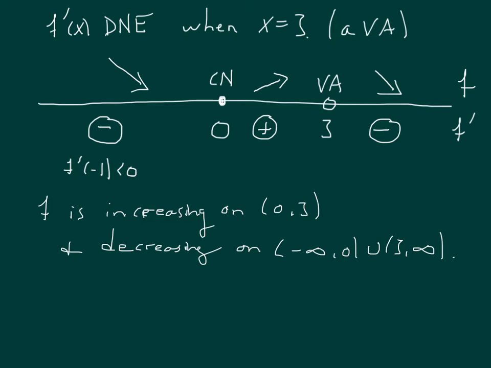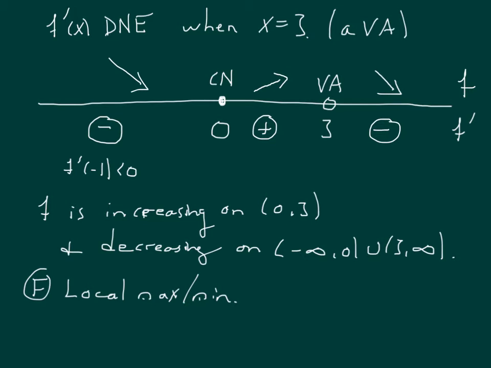And now the next thing that we like to talk about are local max and min. And for this, all we have to do is look at the sign diagram that we just constructed for f prime. We see that f is decreasing towards 0 and increasing to the right of 0, that means that f is definitely going to have a local min at 0.